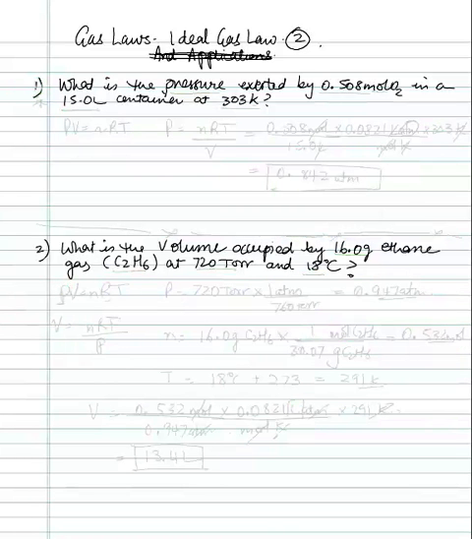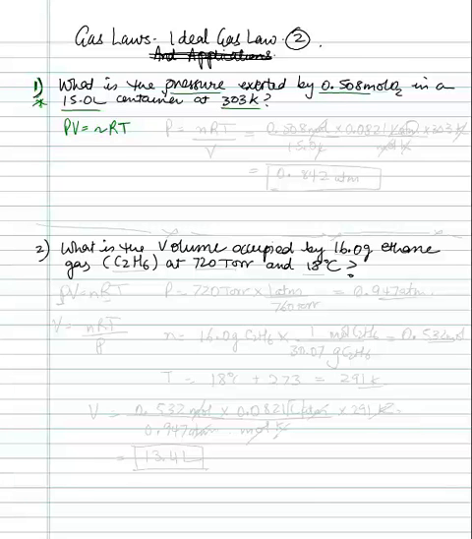Let's work on a couple problems on the ideal gas law. So the first one here, what is the pressure exerted by 0.508 moles of oxygen in a 15.0 liter container at 303 Kelvin? All right, so for this one, our equation for any kind of ideal gas problem is PV equals nRT. And the question is, what is the pressure exerted?